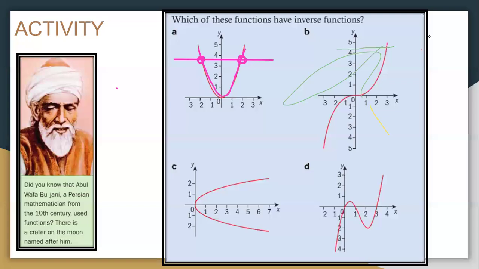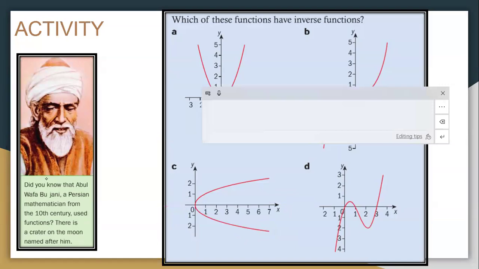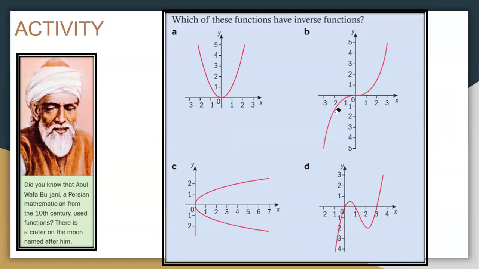Okay. So members, that's how you test. You draw the line, as long as it is a horizontal line. The moment you find out that the line is cutting at just one point, then it means that it has an inverse. Members, lastly, part D. What is your conclusion? I'm looking through the chat. Jeremiah says that D has no inverse. Okay.